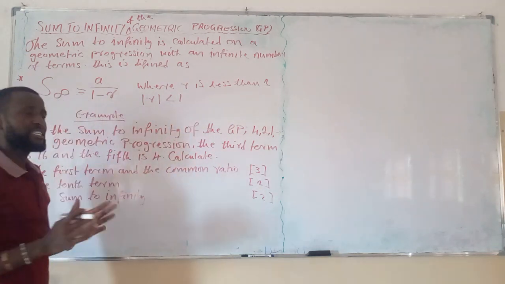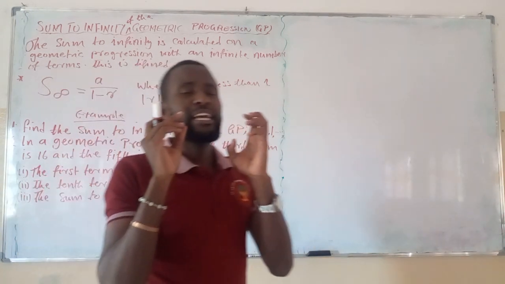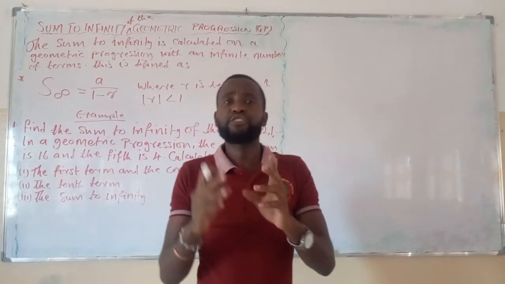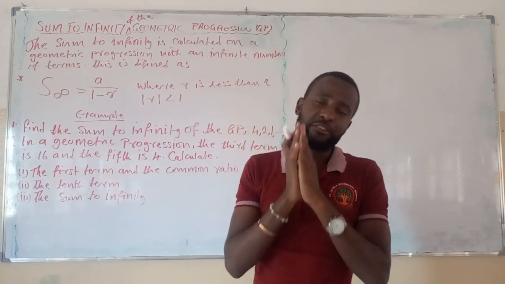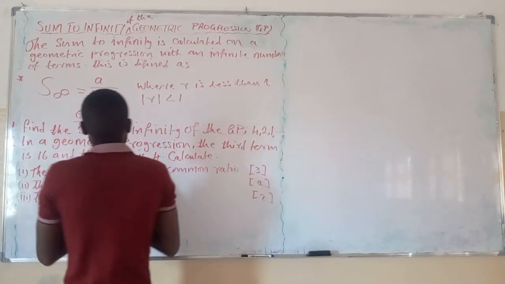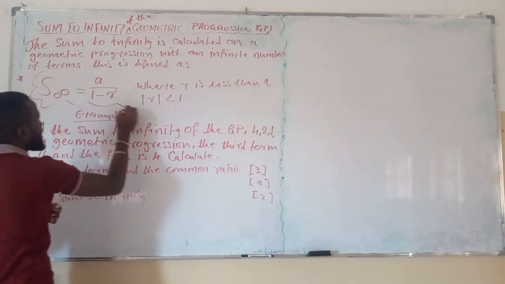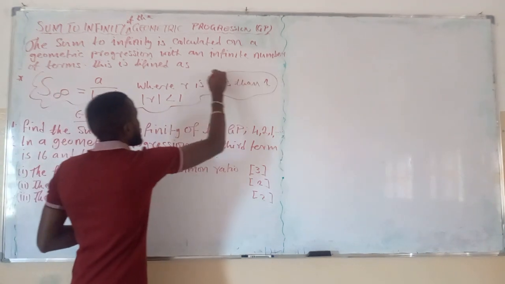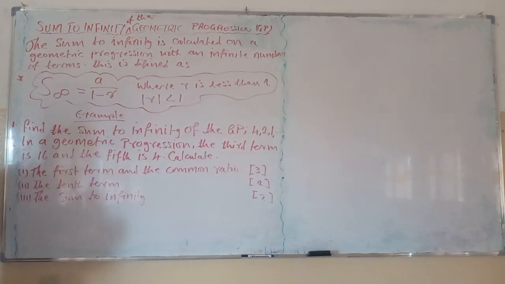Now, we are only going to calculate the sum to infinity if the common ratio is less than 1. If it's greater than 1, then you cannot find the sum to infinity. You can't. So keep that in mind. So this is the formula we are going to use in order to find the sum to infinity. So make sure that you know this formula by heart. You don't forget it. Let's look at the example without wasting a lot of time.